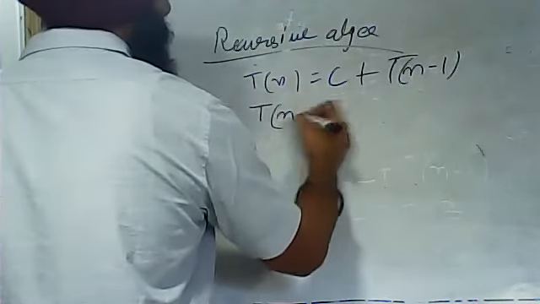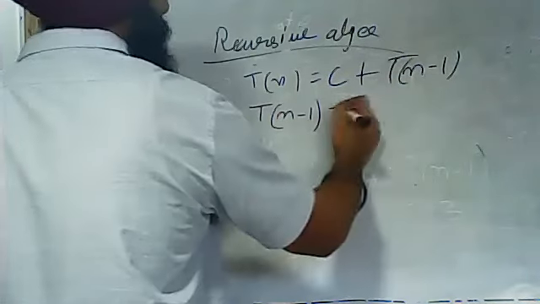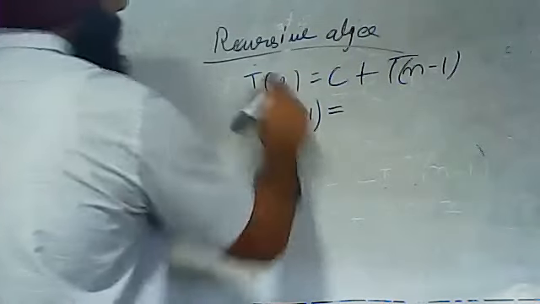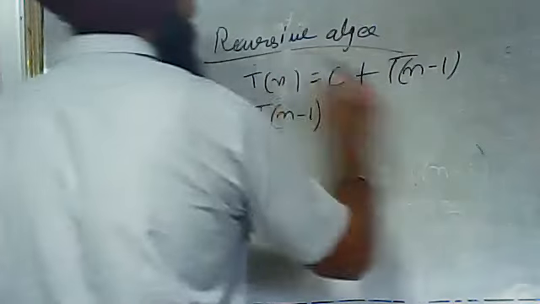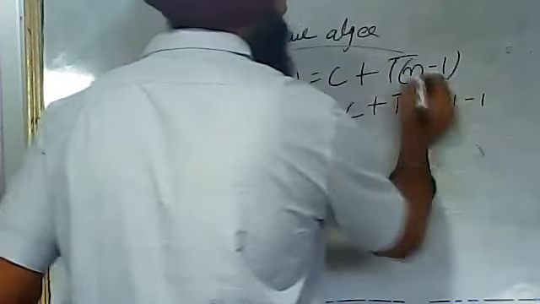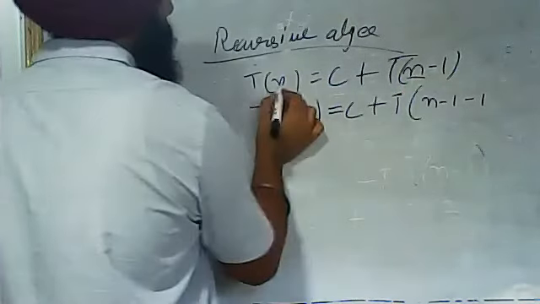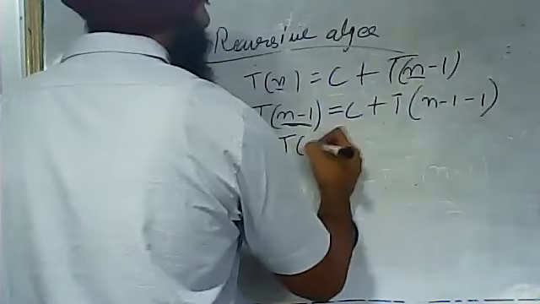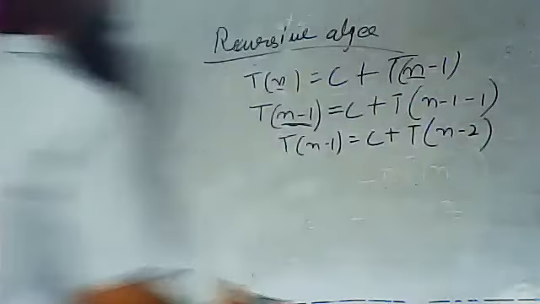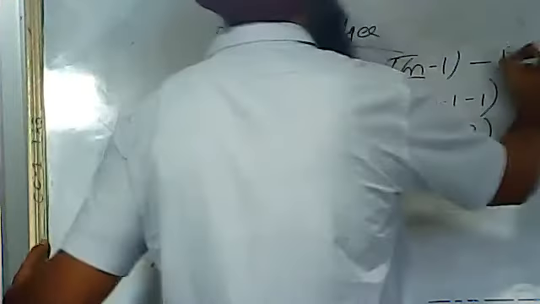If this is the time Tn, what will be T of n minus 1? If I put n minus 1 here, I can get the time in this equation. Instead of n, I have written n minus 1. So I can say T of n minus 1 will be C plus T of n minus 2. Let's say this is equation 1 and this one is equation 2.